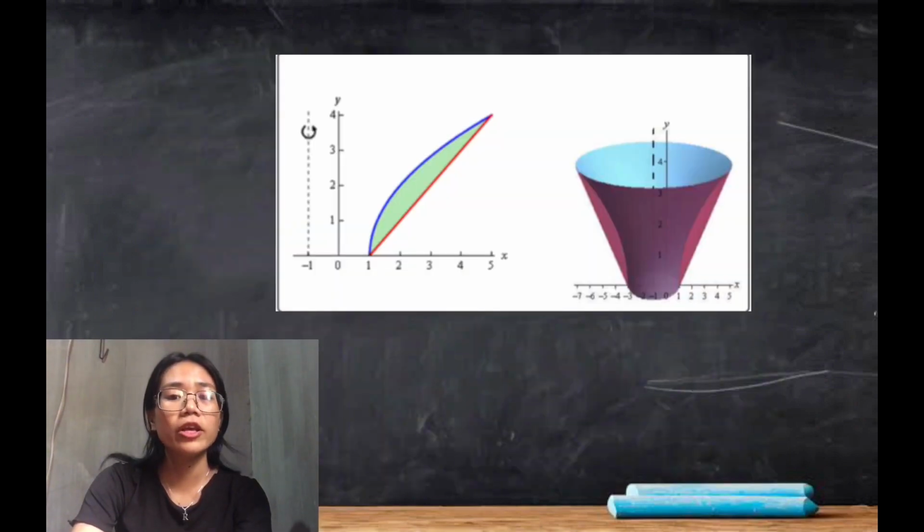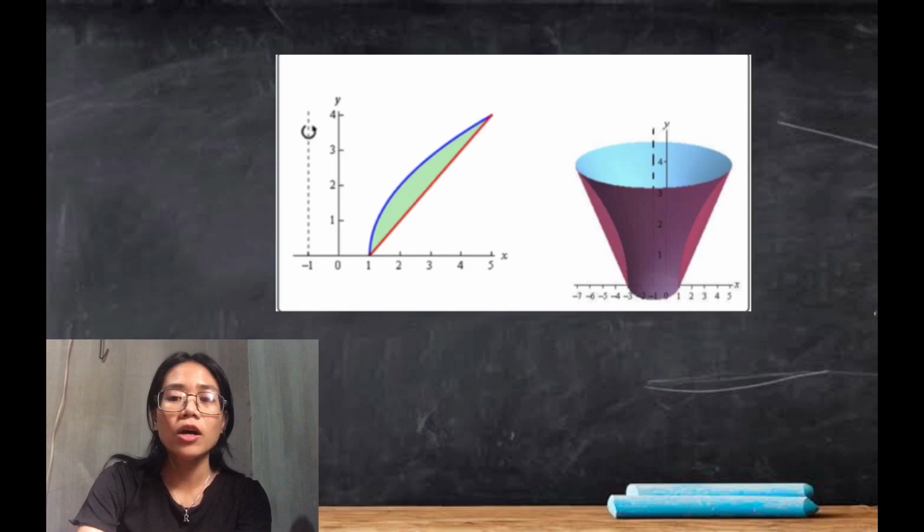So let's start. We're going to determine the volume of the solid obtained by rotating the region bounded by y = 2√(x − 1) and y = x − 1 about the line x = −1. For the solution, as with the previous examples, let's first graph the bounded region and the solid.